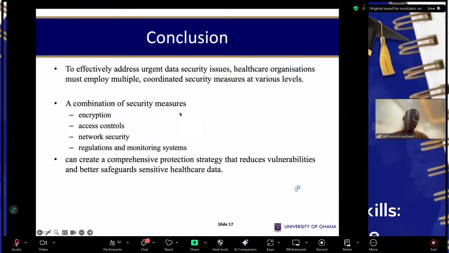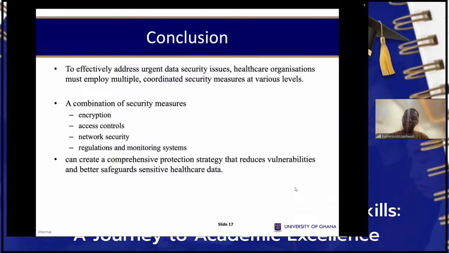In conclusion, to effectively address the health data security issue, healthcare organizations must employ multiple coordinated security measures at various levels. A combination of security measures like encryption, access control, network security, regulation, and monitoring systems can create a comprehensive protective structure that reduces vulnerability and better safeguards sensitive health data.